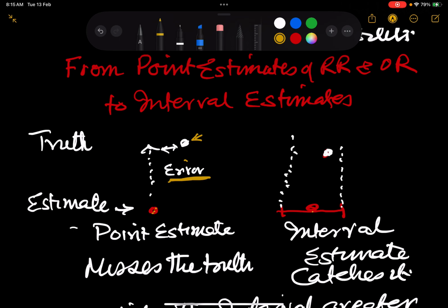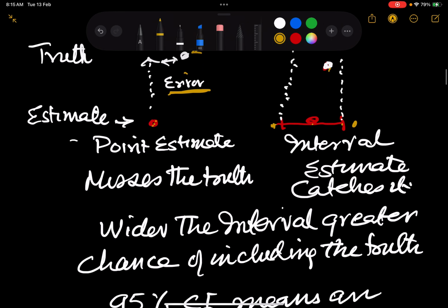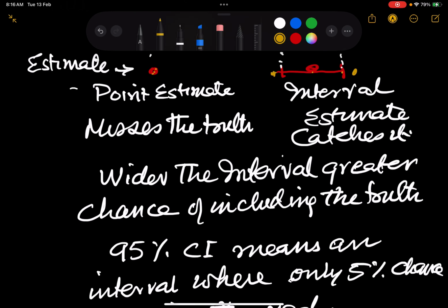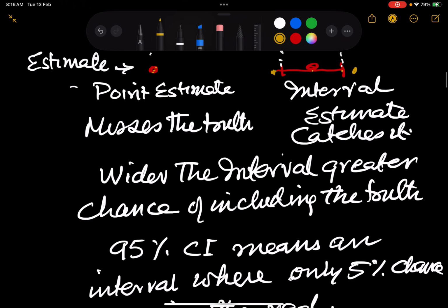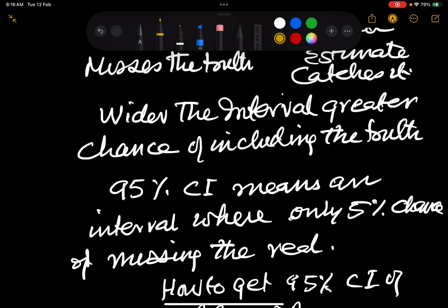So you convert these point estimates into interval estimates, lower limit, upper limit, and then the chance of including the truth increases. So as these interval estimates become wider and wider, there is a greater and greater chance of knowing the exact truth. So a 95% confidence interval means that there are only 5% chances of missing the truth, missing the real.